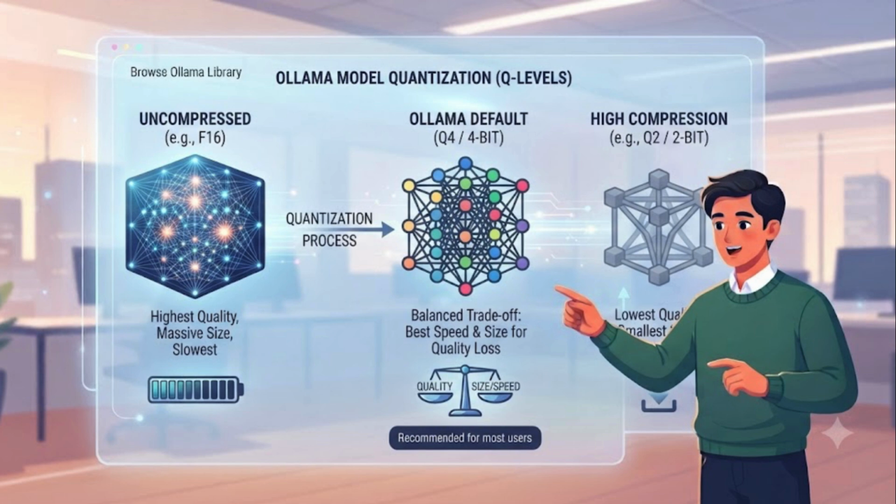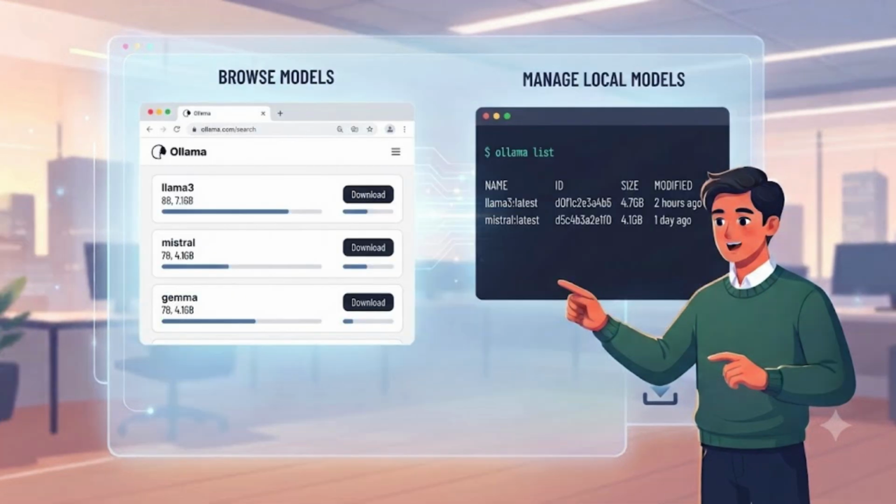Ollama's default downloads are almost always a well-balanced quantization level, something like 4-bit, which the community has generally found to be the best trade-off between quality, speed and size for most people. Unless you have a specific reason to change it, you can trust the default. To browse the full library of available models and see their sizes before downloading, go to ollama.com/search, or just click the Models link on their homepage. Each model page shows you the different size variants available and roughly how much disk space each one takes up, which lets you make an informed choice before you commit to a download.